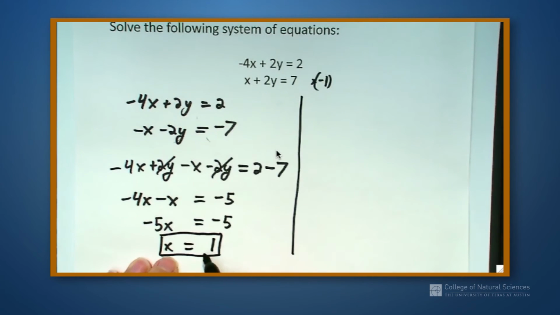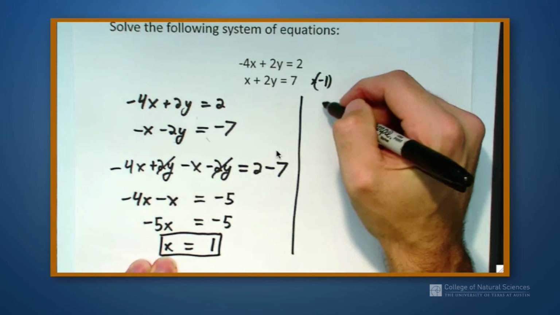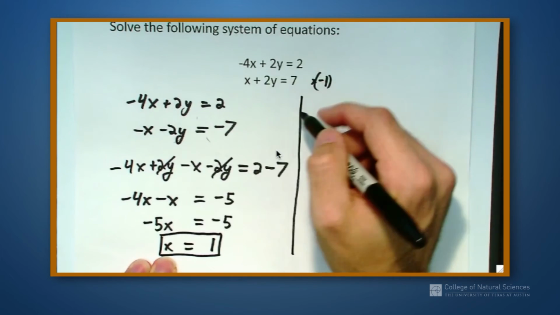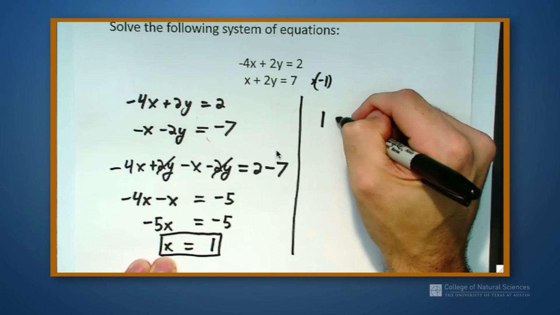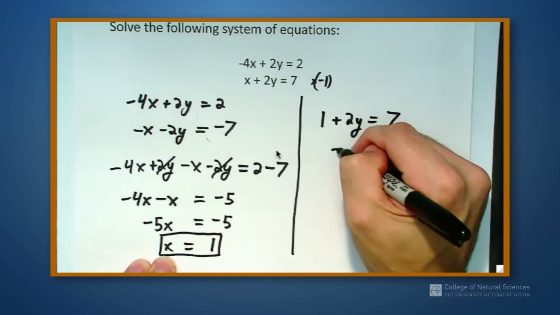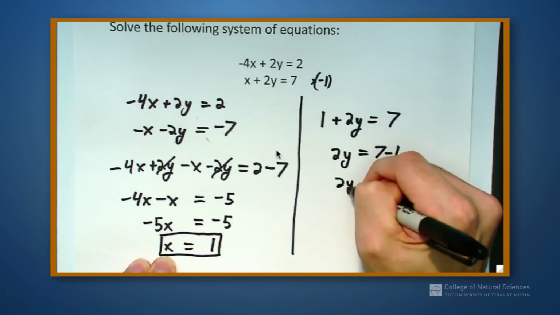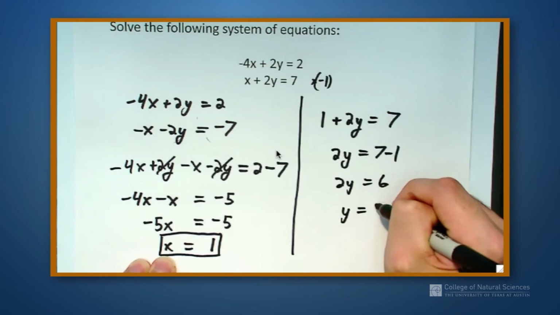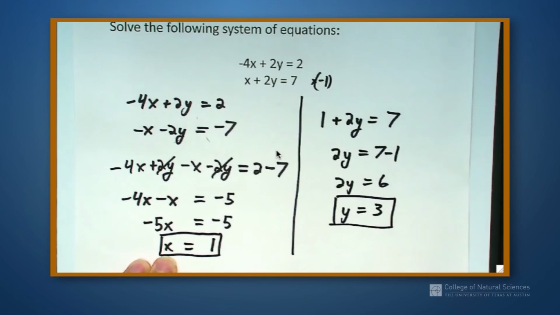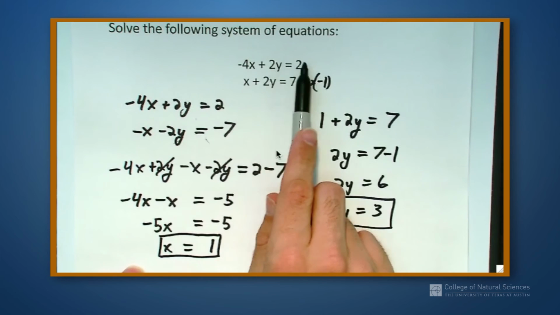Now I can substitute this back into one of my equations. This equation looks nice, so I'm going to use my second equation here. I have x equals 1, plus 2y is equal to 7, or 2y is equal to 7 minus 1. 2y is equal to 6, or y is equal to 3. And at that point, x equals 1, y equals 3 gives me my two values, one for x, one for y, that satisfy both these equations.